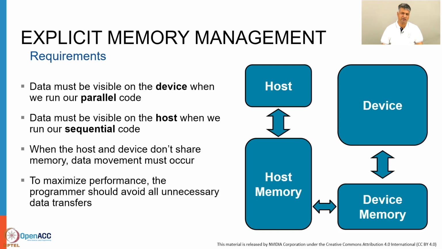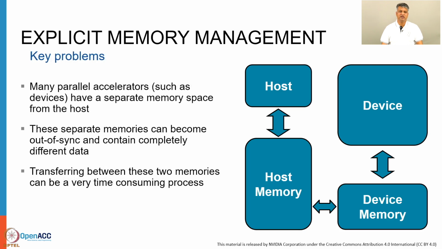We know that logically the host has its own host memory, the device has its own device memory, and we have to constantly transfer data from the host memory to device memory and from device memory to host memory. This transfer of data between the host and the device is a very expensive process, and we should avoid all the unnecessary ones. So many parallel accelerators such as devices have separate memory space from the host. These separate memories can be completely out of sync and sometimes can contain completely different data. While we are transferring between these two memories, this time can be very large.